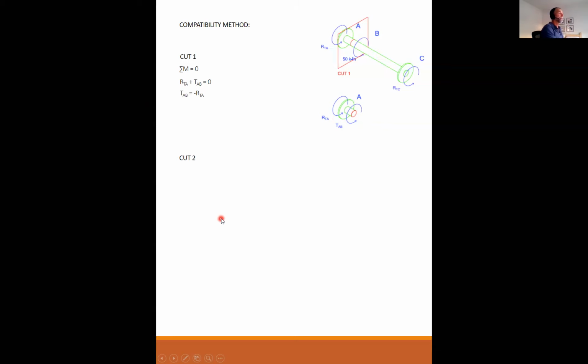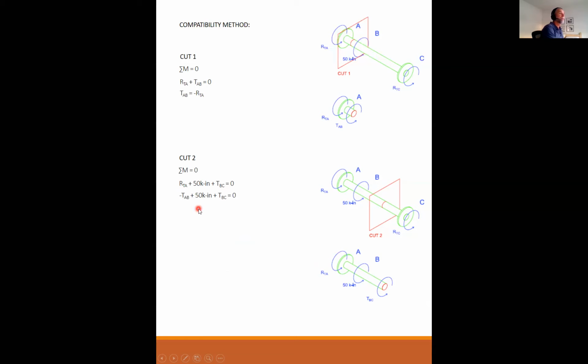And that's really all I can get from cut number 1. Cut number 2 is somewhere between B and C. And this is a free body diagram of cut number 2. If I sum the moments, I have my unknown reaction at A plus 50 kips plus my internal torque at BC, all drawn in a positive sense.